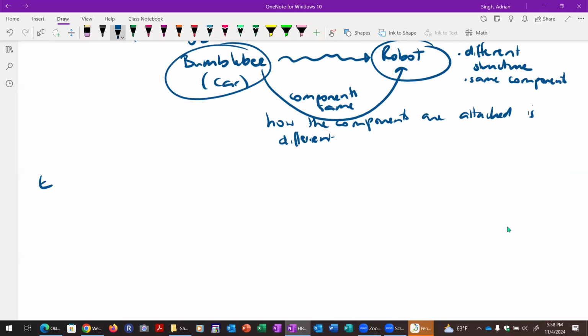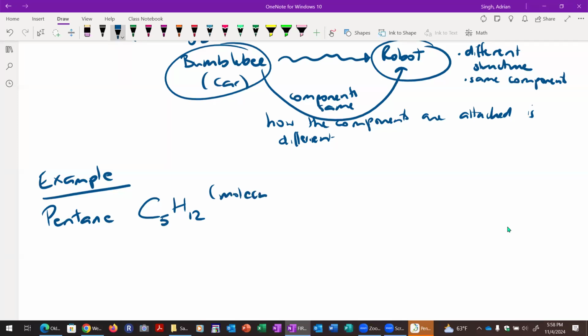So for example, if we look at something like pentane, pentane has 5 carbons in it, and there are 12 H's. This is the molecular formula, the type of formula we've been using all along to represent compounds.